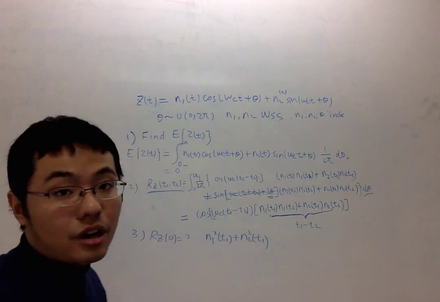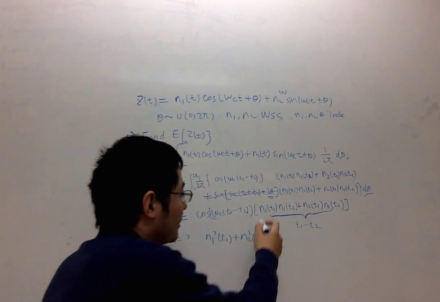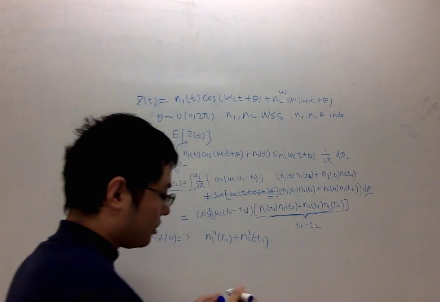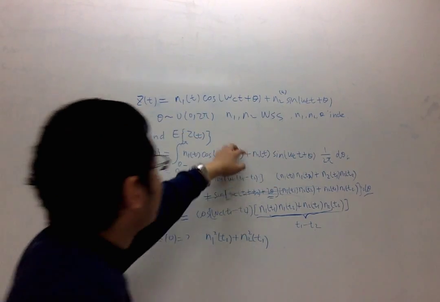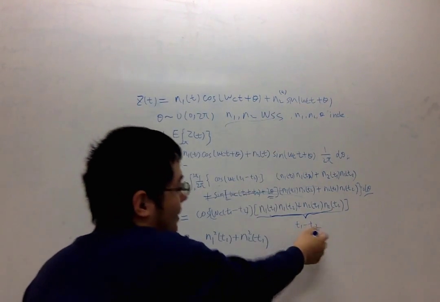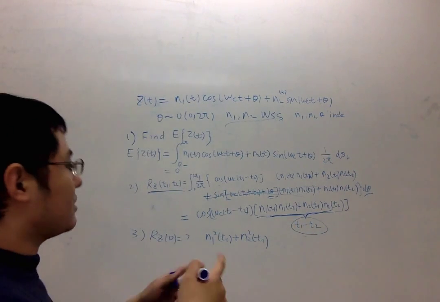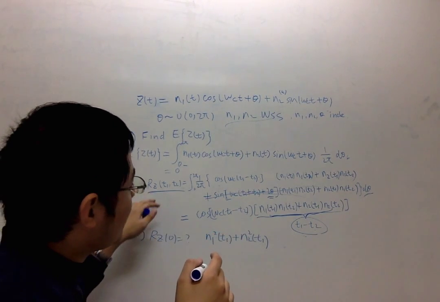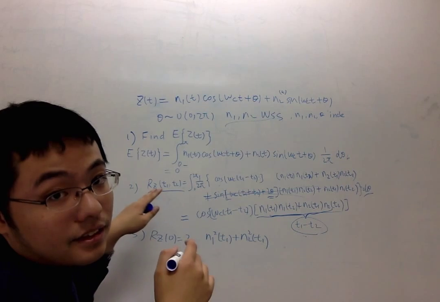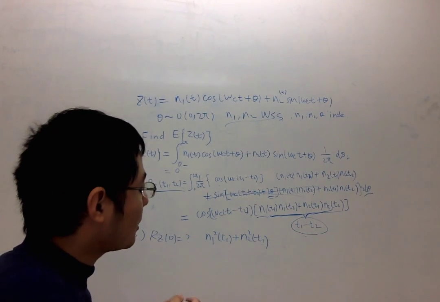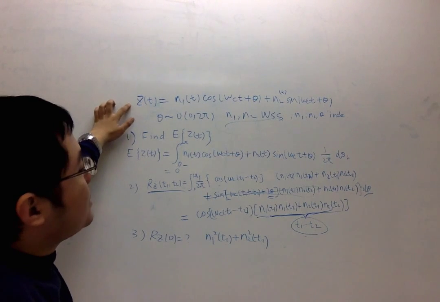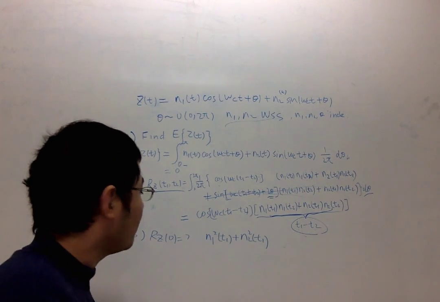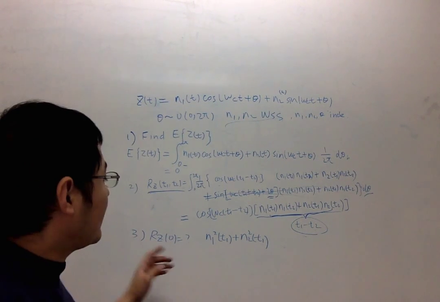According to the conditions given in the question, the latter term is a function of T1 and T2, because we're given that N1 and N2 are WSS. So this is simply a function of T1 minus T2. The first part is also a function of T1 minus T2. So the whole R_Z function is a function of T1 minus T2. We get the conclusion that Z(t) is actually wide-sense stationary.